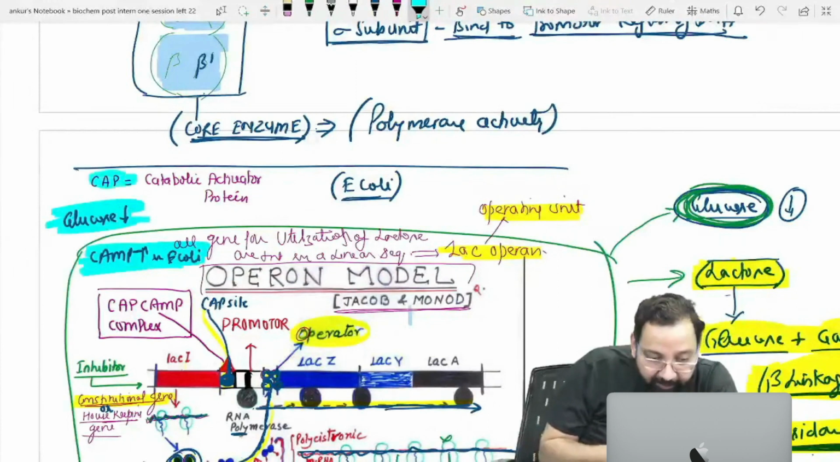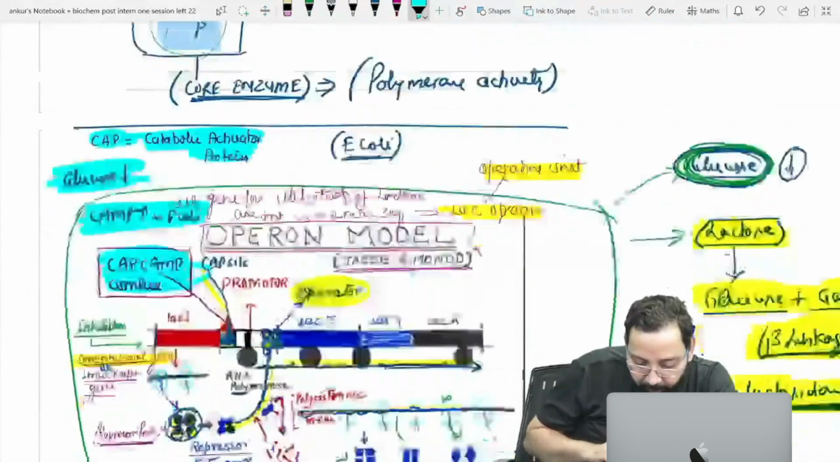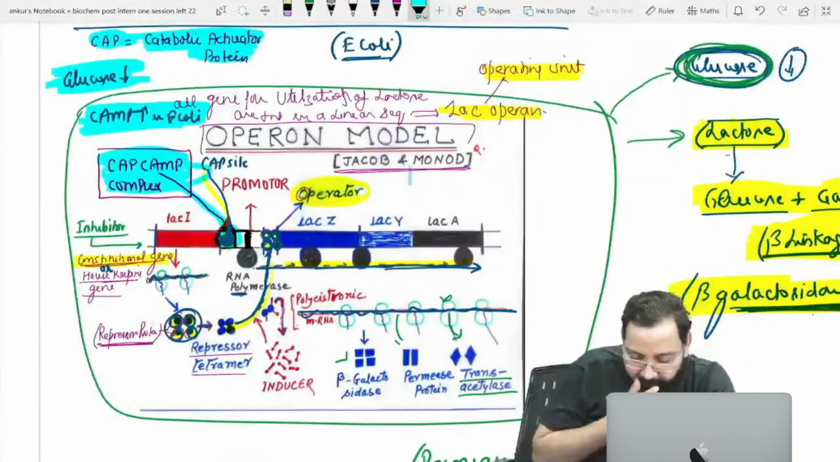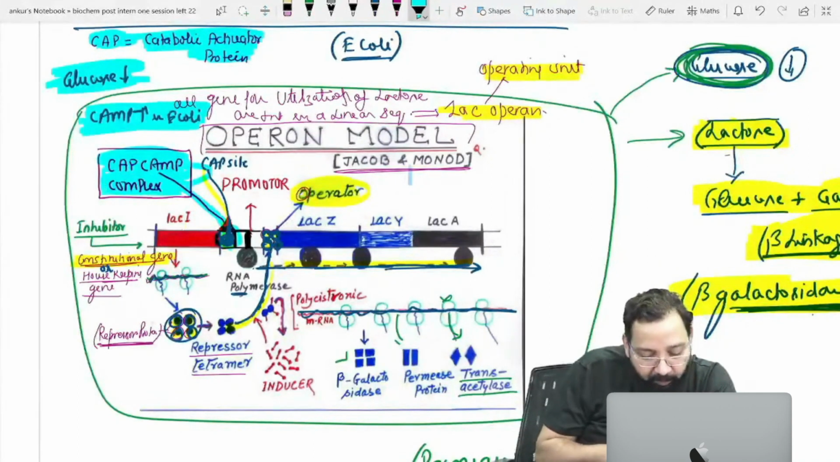Cyclic AMP will bind with CAP. CAP is catabolic activator protein. This CAP cyclic AMP complex will go and bind to the CAP site. So now, glucose decreases in the environment, cyclic AMP increases in E. coli, the CAP cyclic AMP complex is formed, and it goes and binds to the CAP site. This CAP cyclic AMP complex activates RNA polymerase. Repressor tetramer doesn't allow it.